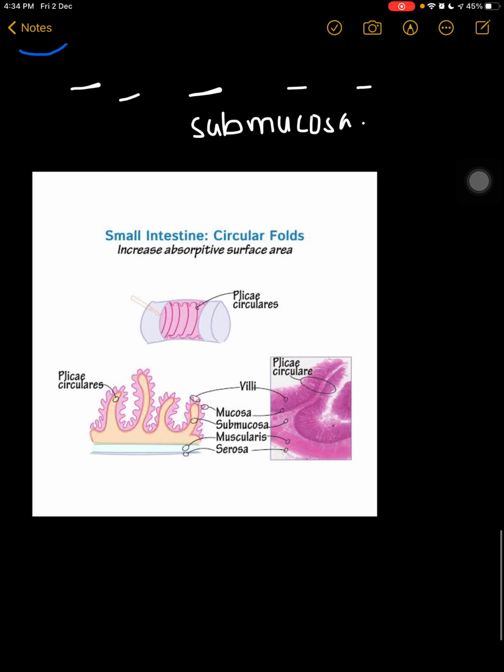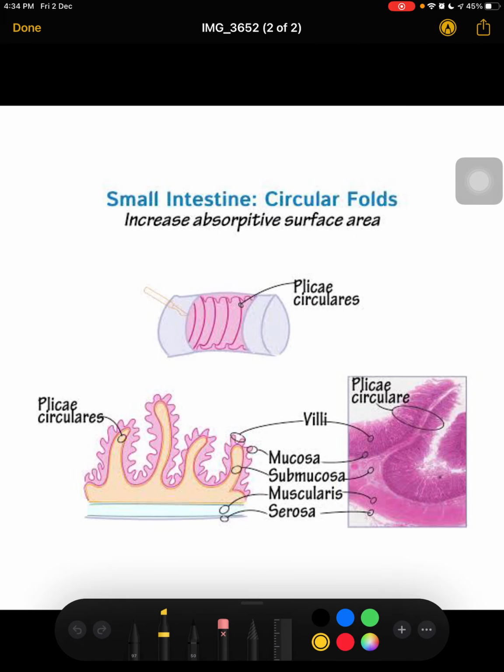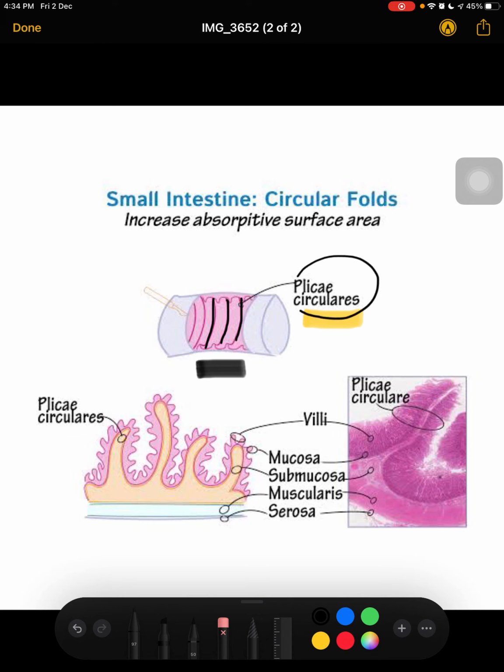Okay, so here we have a very nice diagram of the plicae circulares. Here you can see that this is the plicae circulares. As I said, these are the foldings, as you can see over here. These are the foldings known as plicae circulares.